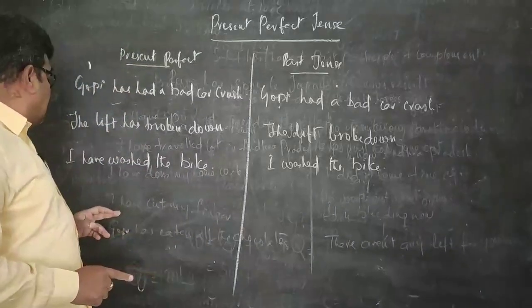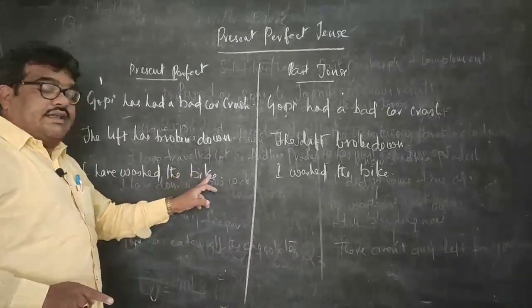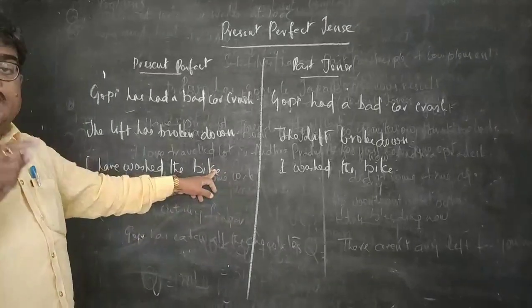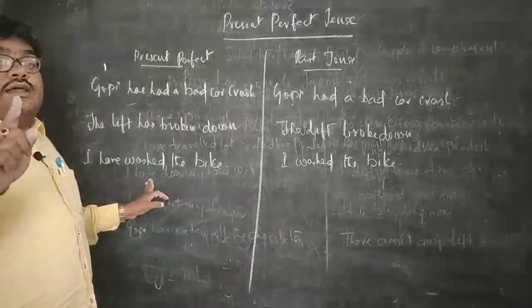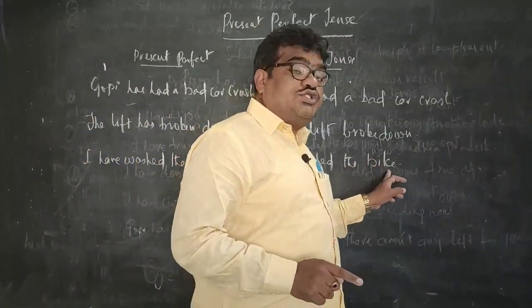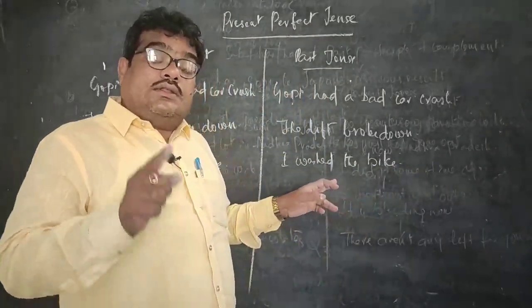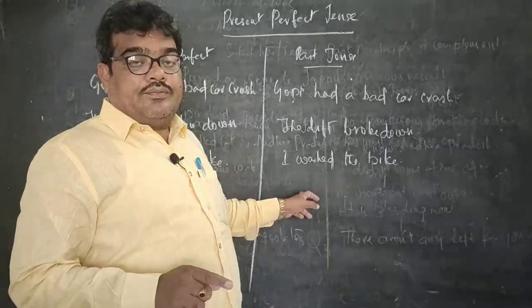I shall take another example. I have washed the bike. What is the meaning of that? It looks lovely now. It looks new now. Whereas, I washed the bike. Here the bike may be dirty again.